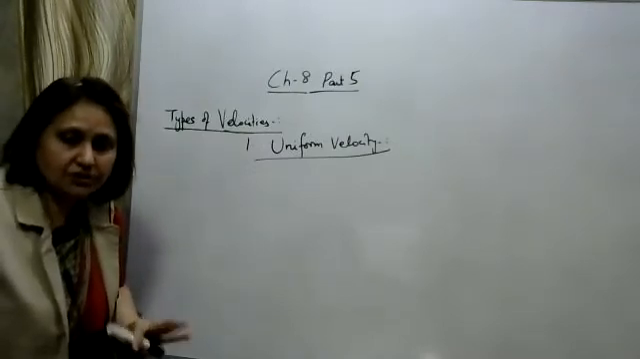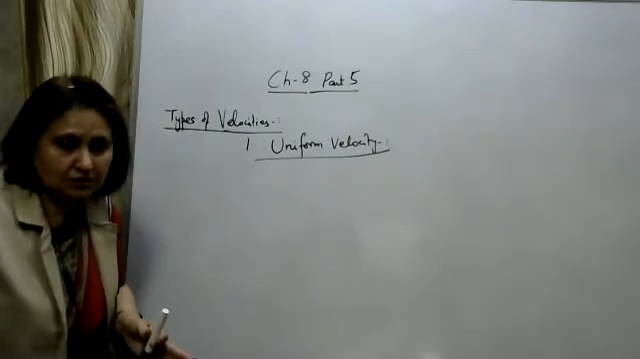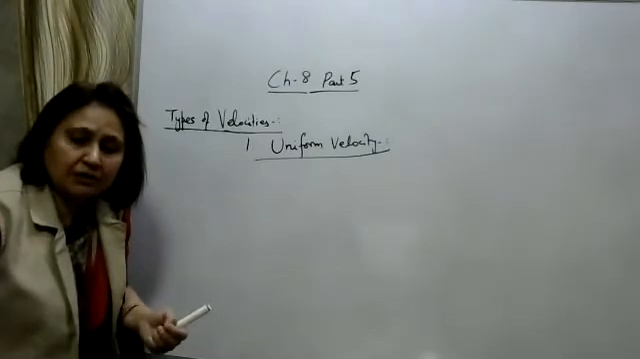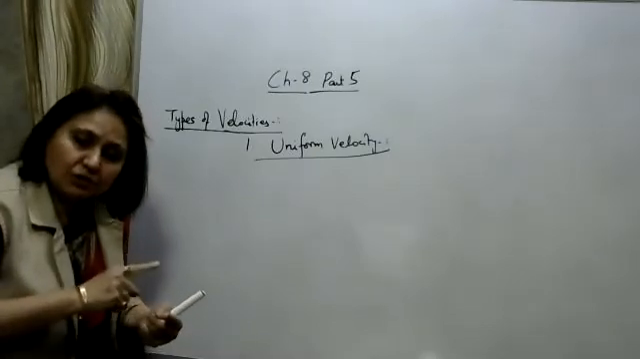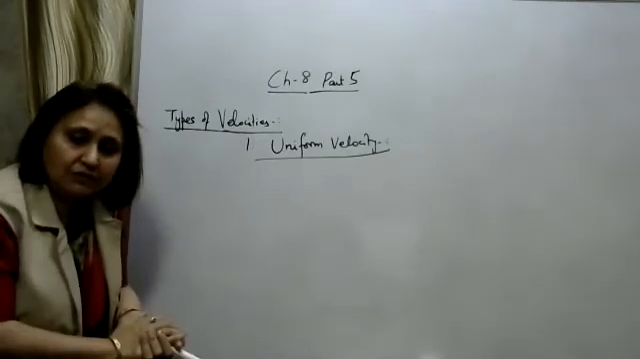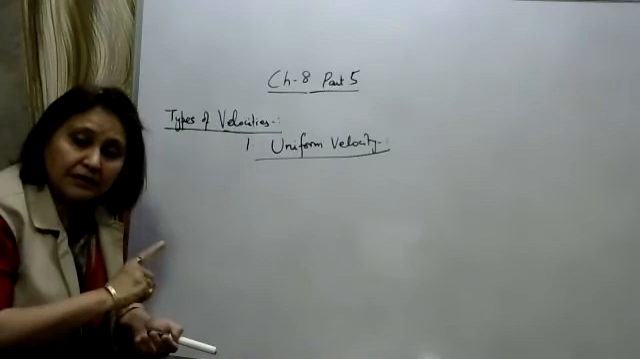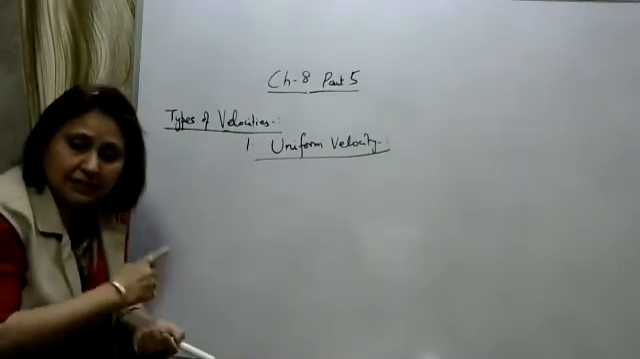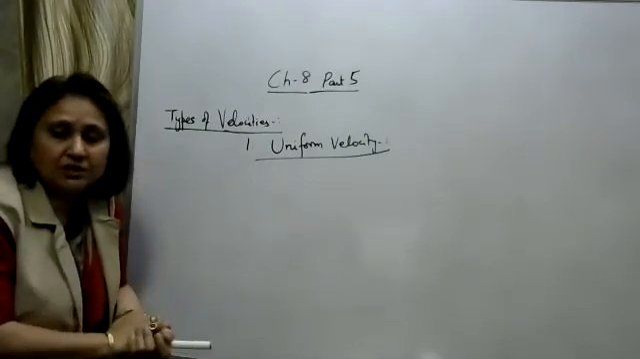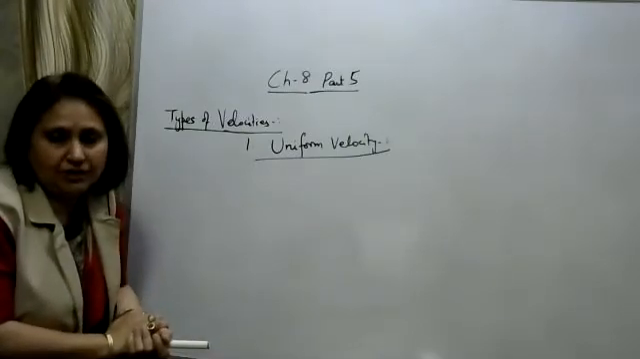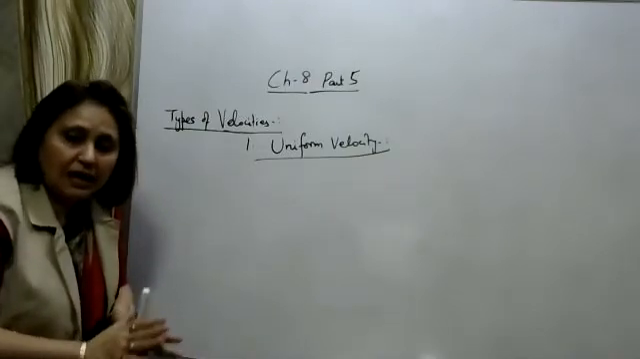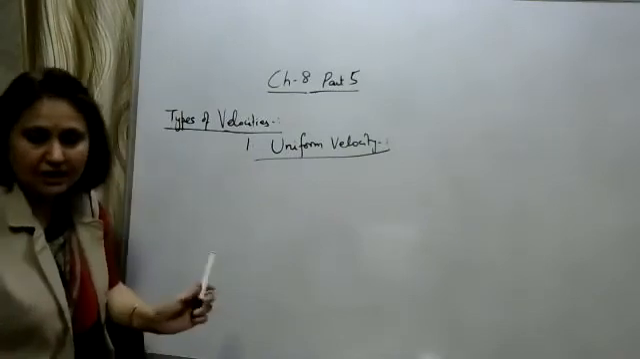So uniform velocity is when the speed is constant. Suppose a car is moving at 20 kilometers per hour on a straight road. It keeps on moving with time, its speed is not changing, it keeps moving at 20 kilometers per hour only, and it keeps moving in the same direction, that is, on the same straight road. Then the velocity is said to be uniform velocity. So uniform velocity means the speed should be constant and the direction should not change. So write its example.